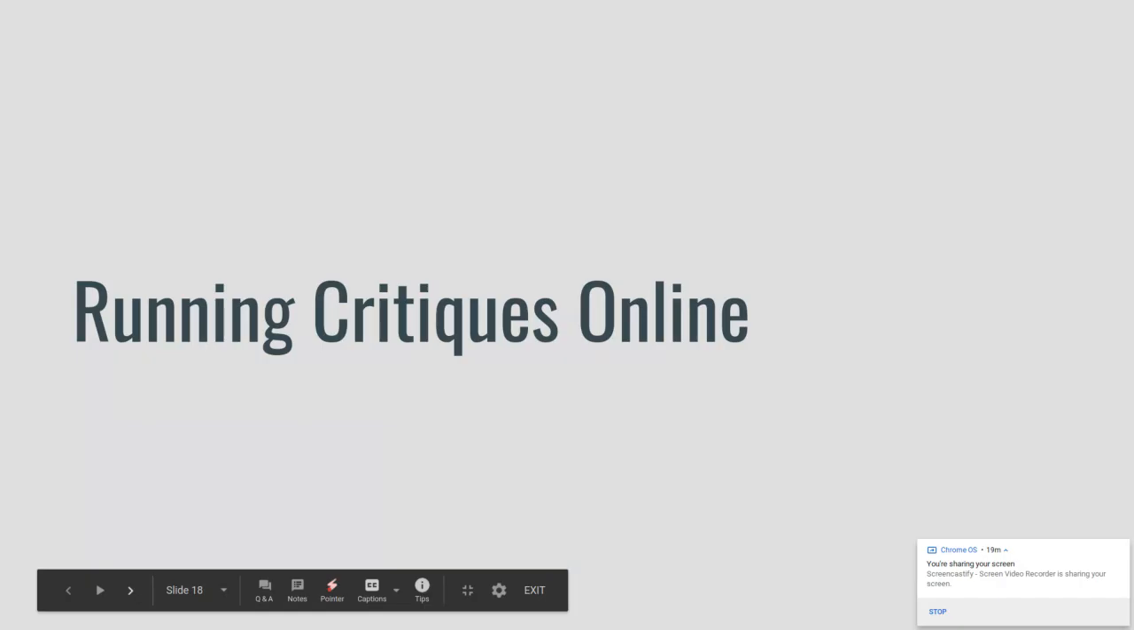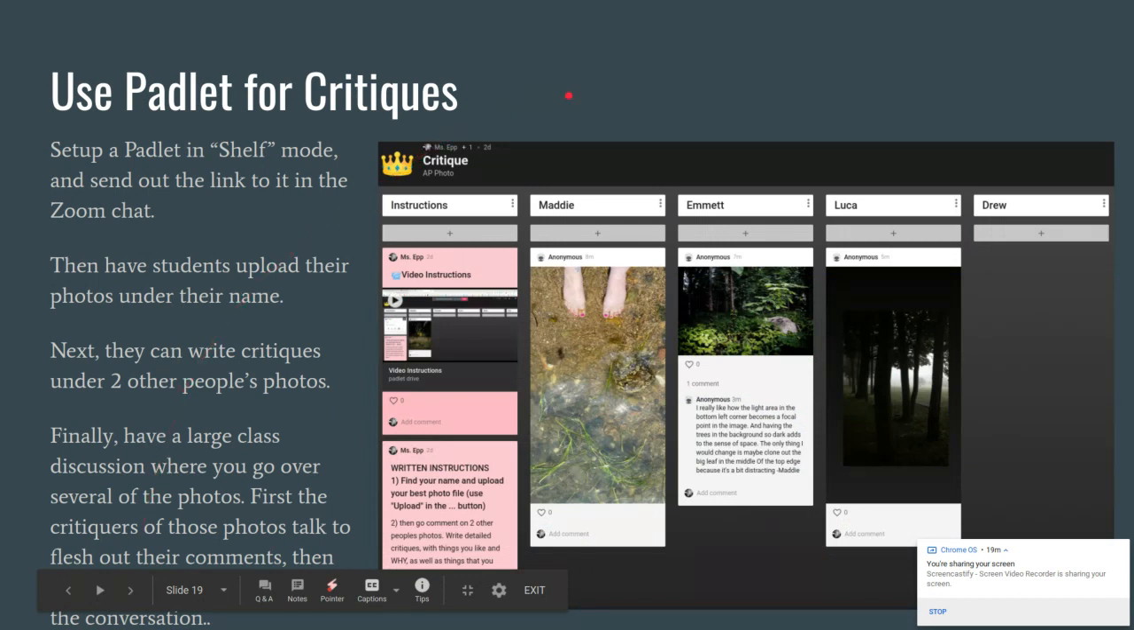Okay, so running critiques. I think Padlet is a really good thing to use for critiques. I mean, you can have a whole group critique if you want and just share your screen or have a kid share their screen so you can see the images and have the whole group talk just like you might in a classroom, right? But Padlet's really nice.